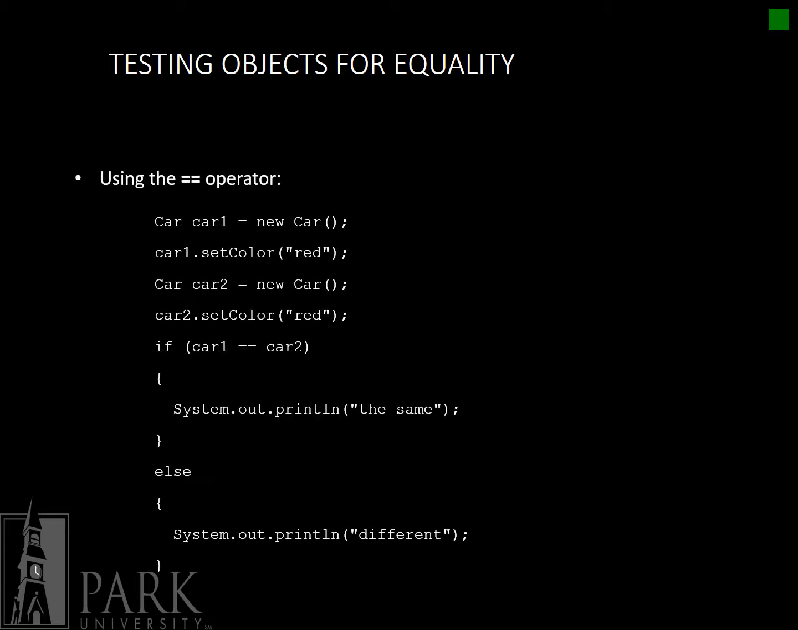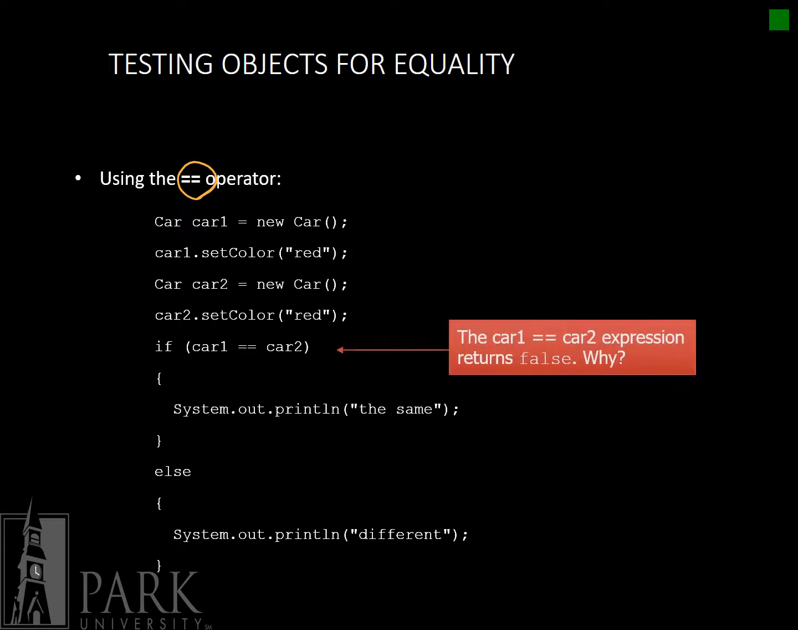So before we get to copying an object, we're going to take a little detour and talk about testing objects for equality. And as I've mentioned before, when comparing two reference variables with equals equals, you would expect this operator right here to return true if the data in the two reference variables were the same. Unfortunately, that's not how things work. For this example, this is going to print out that they are different, because the car 1 equals equals car 2 expression returns false. But why? Well, because of this right here.